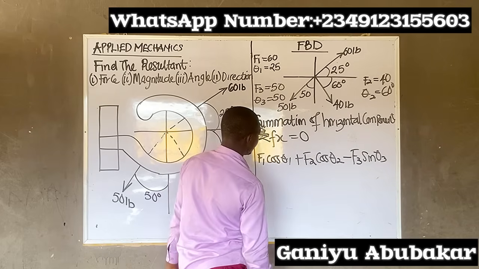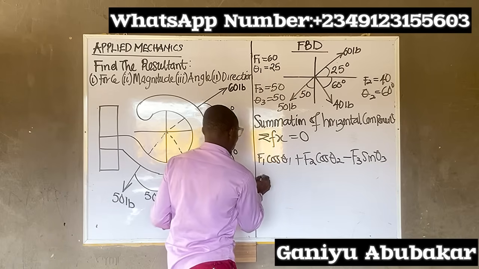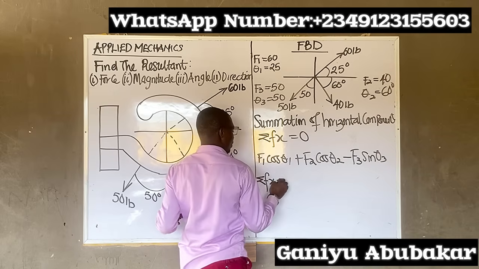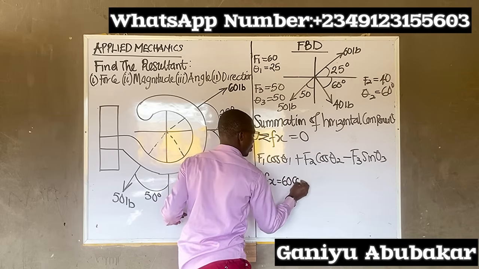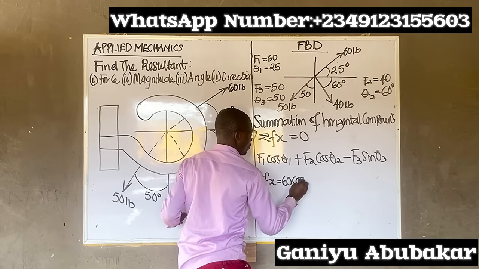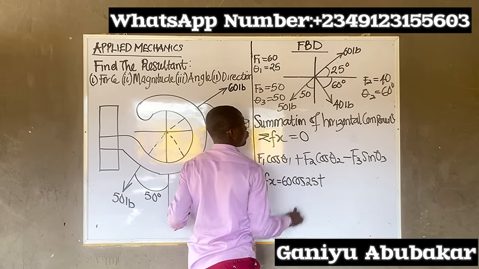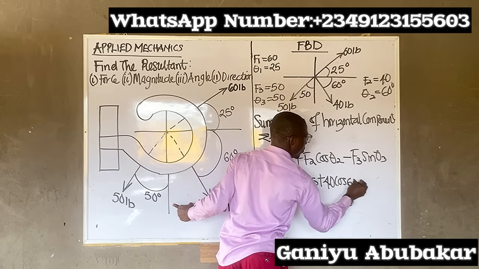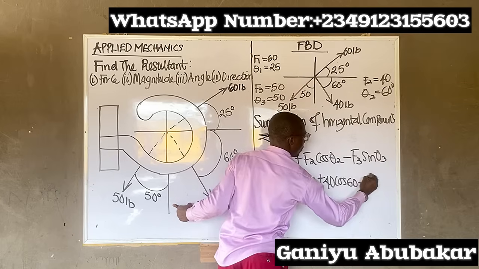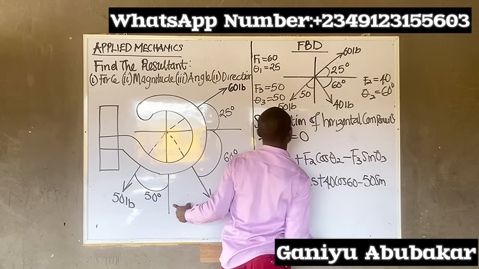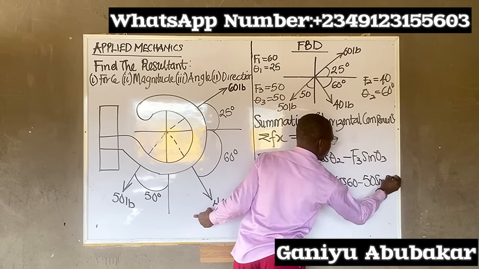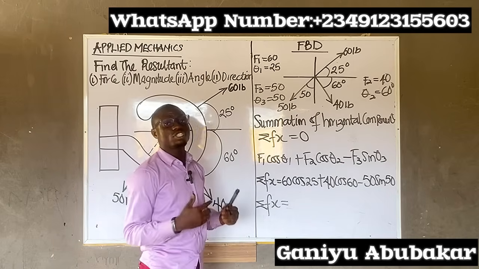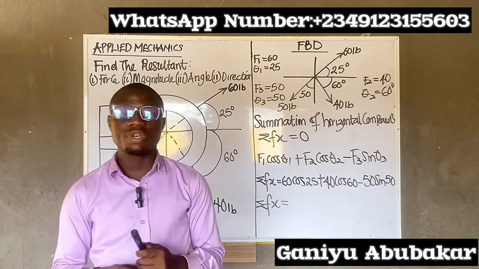From here, what do we get from here? So summation of Fx now will be equal to F1. F1 is 60. 60 cos theta 1 is what? 25, plus F2, that's 40 cos theta 2 is 60, minus F3. What's F3? 50. 50 sine theta 3 is of course 50. I have the place. Summation of Fx will be equal to, let's punch the calculator and see what we get.